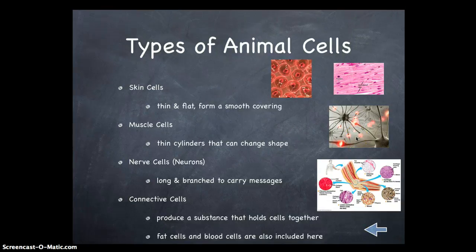Nerve cells, or neurons, are long and branched so that they can carry messages and send them to many different places. And finally, we have connective cells, which produce a substance that holds cells and tissues and even organs together. We would find these in our bones and our cartilage, ligaments and tendons, those things that kind of hold our body parts together. We also find fat cells and blood cells to be part of the connective cell family. So again, four main types, and you will explore these in your activity today.